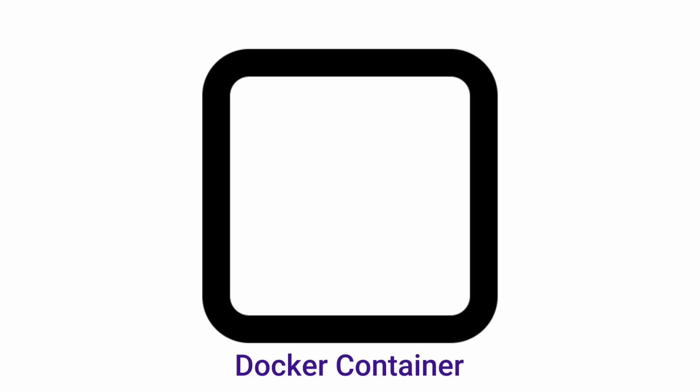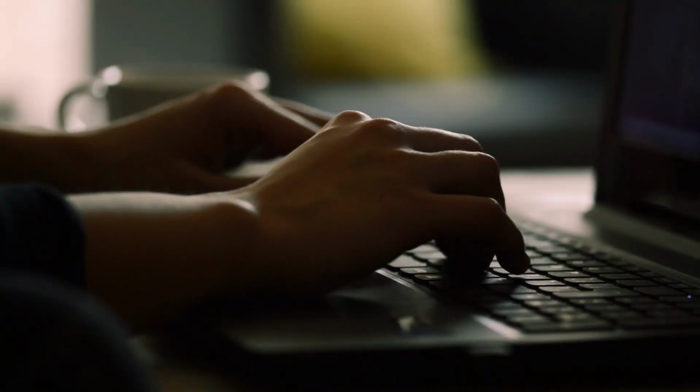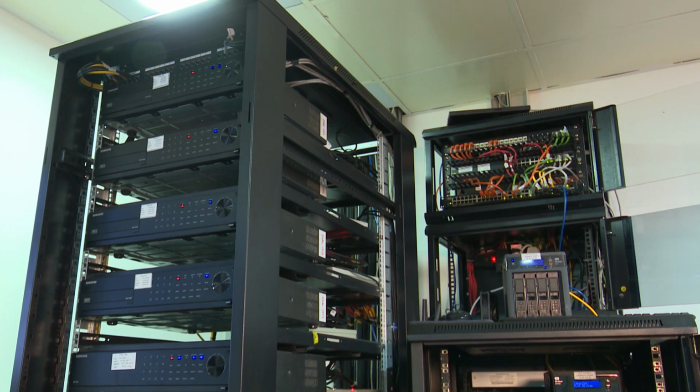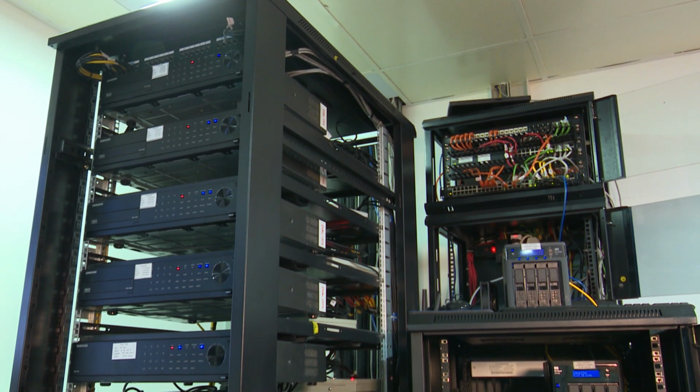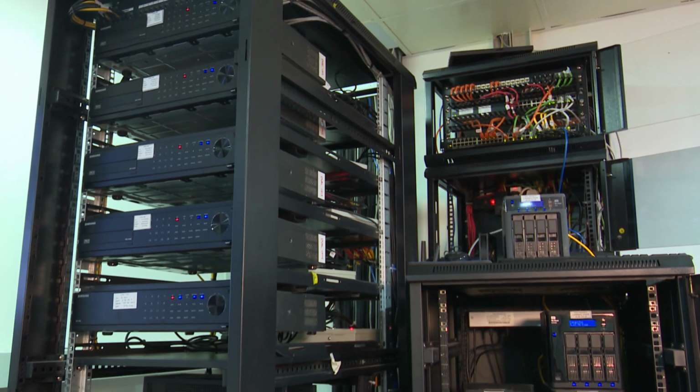When you create a Docker container, it includes everything your app needs to run: the code, runtime, libraries and dependencies. This way, your app will work the same no matter where you run the container, whether it's on your computer, a colleague's laptop or a server. It's like having a magic box that holds your app and all its essentials, ensuring it works seamlessly anywhere.